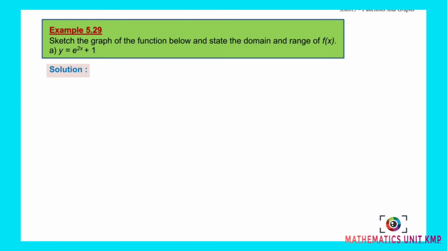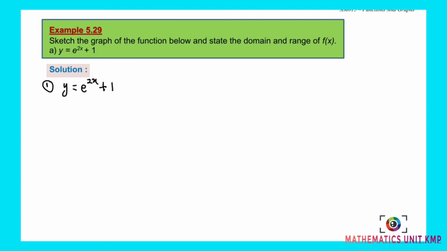Example 5.29, sketch the graph of the function below and state the domain and range of f(x). y equals to e power of 2x plus 1. Now, what is the first step? Yes. First step, we check for the horizontal asymptote. If you look carefully, the function is y equals to e^(2x) plus 1.